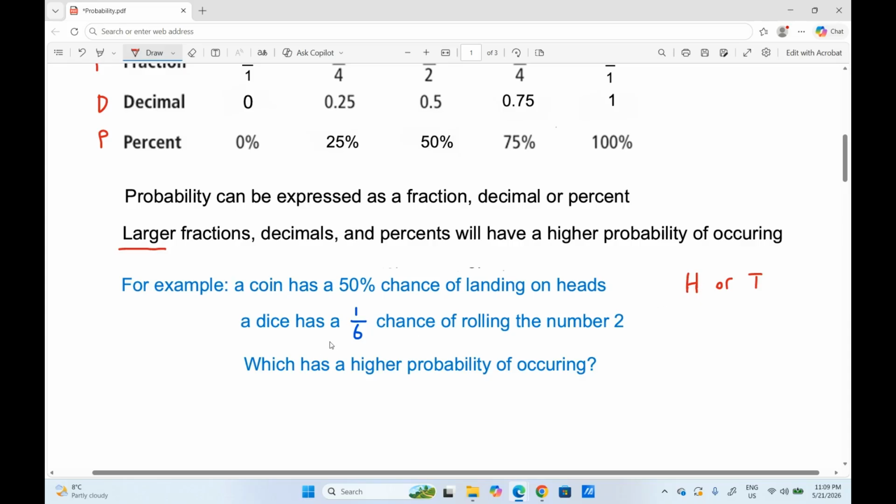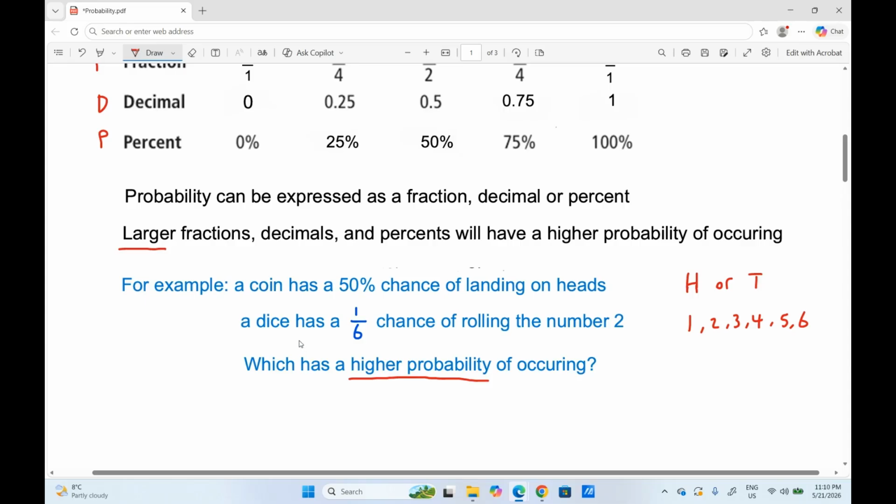Now, a normal dice normally has six sides. So a dice has a 1/6 chance of rolling the number 2. On a six-sided dice, I have the numbers 1, 2, 3, 4, 5, and 6. So a 1 out of 6 chance of rolling the number 2 would make sense. Now, which has a higher probability?